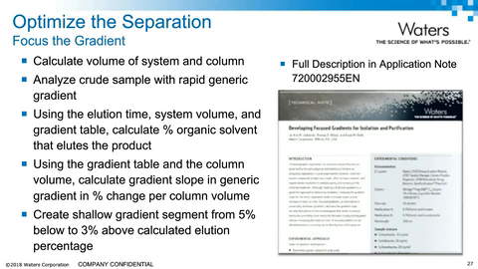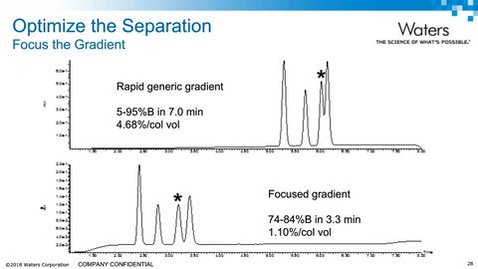So the result is a focus gradient shown in the bottom trace on this particular slide, where we have decreased our gradient slope from 4.6% change per column volume to 1.1% change per column volume. And you can see for the peak of interest, the one that has the asterisk, this time the third peak in the sample, I have been able to move that particular peak away from the doublet and have almost baseline separation in the focus gradient.